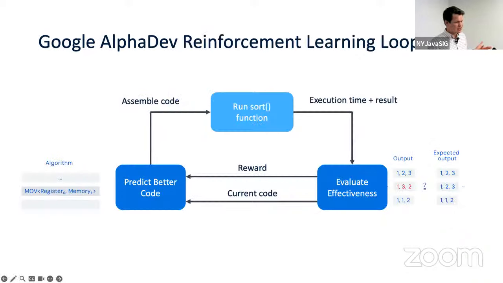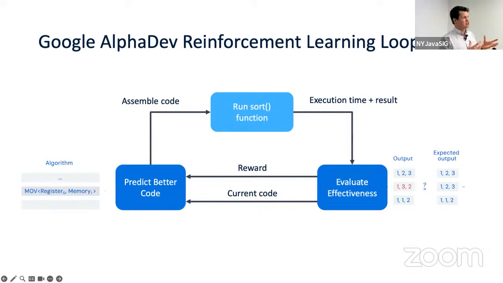So the way it does this is it uses a classic reinforcement loop here. So essentially, the AlphaDev reinforcement learning starts with some assembly code, and it runs a sort function given some inputs, and it measures the execution time of that and whether it got the right answer. So we evaluate the effectiveness of that first candidate sort function. So we know what the expected output is, we know what the actual output is, and we see how good it was at getting that expected output.